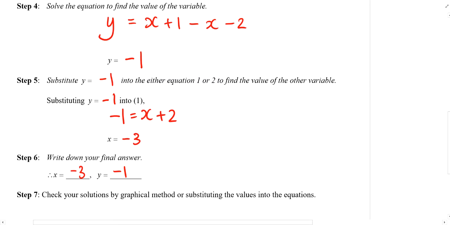So final part, check your answer. You can use the graphical method. Anybody going to check using a graph? Nobody's going to do this, huh? Not a good idea.